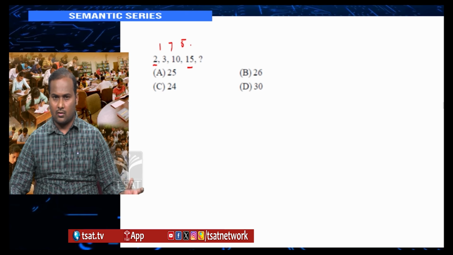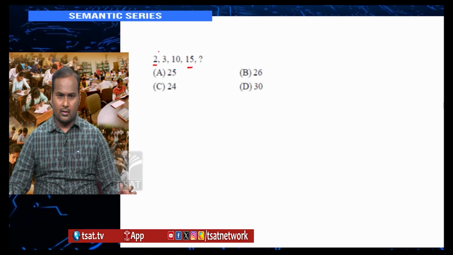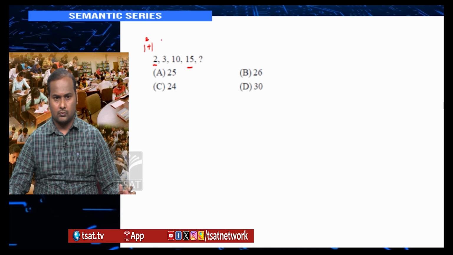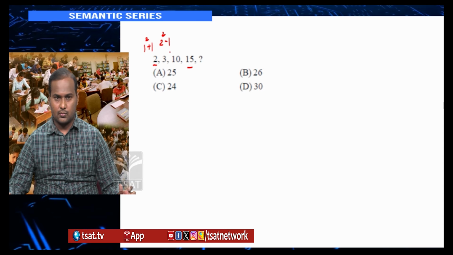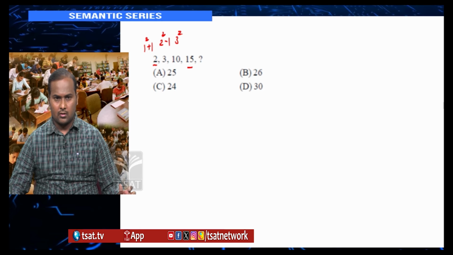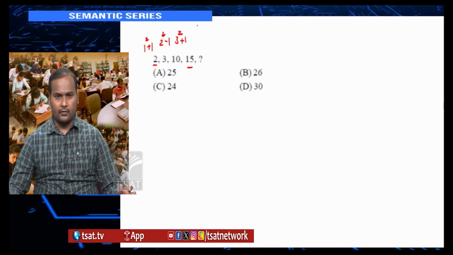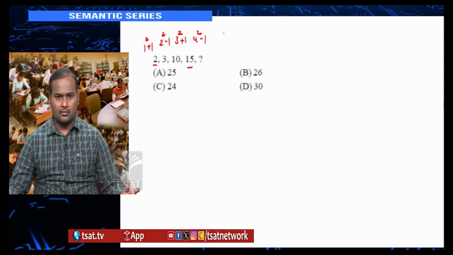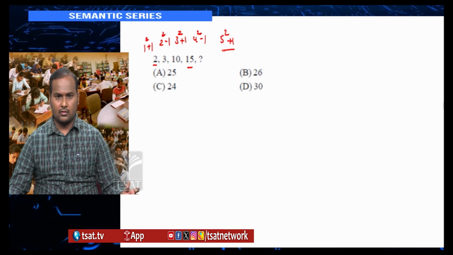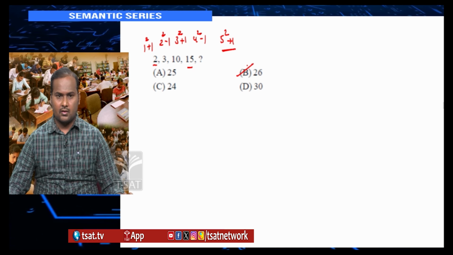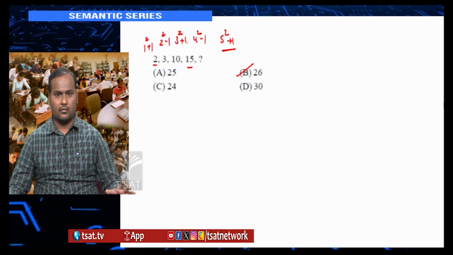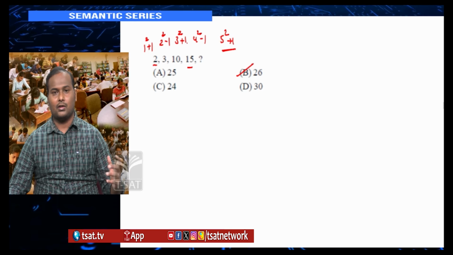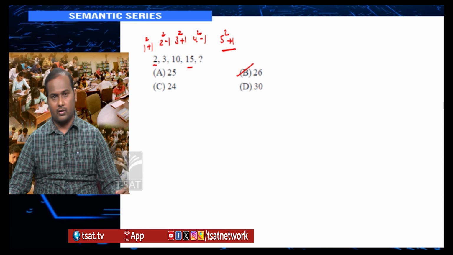So, when you are not getting the answer with the difference, check with squares and cubes. I can write 2 like 1 square plus 1, 3 as 2 square minus 1, 10 as 3 square plus 1, 15 as 4 square minus 1. So, what will be your answer? 5 square plus 1. So, your answer will be 26. See the format here. Here also the format is square format only. So, you just keep in mind all the squares and cubes and the values near the squares and cubes, then it will be very helpful in the exam.